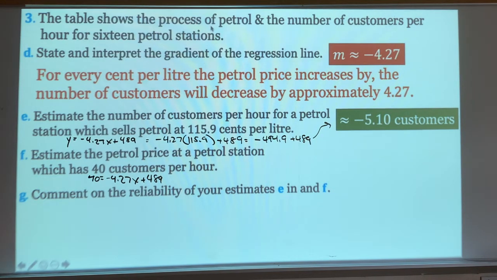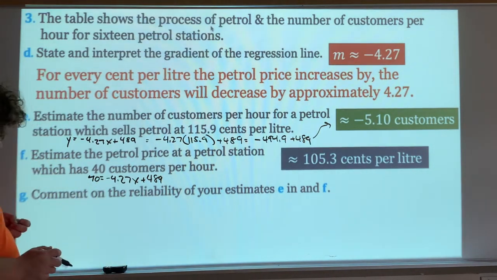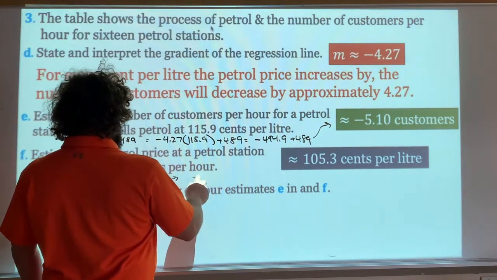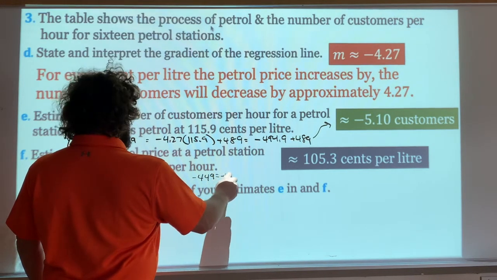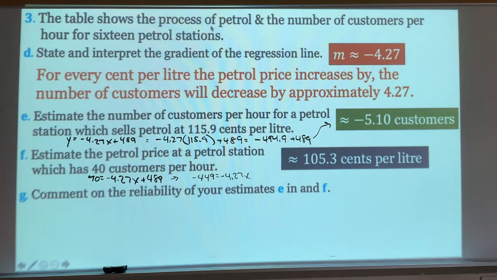All right, the answer you should have gotten here was about 105.3. So what you do here is subtract 489 from both sides, and unfortunately I just don't have enough space. You get negative 449 equals negative 4.27x, and then you divide both sides by negative 4.27, and you get about 105.3 cents per liter. Now your last question says, which one's reasonable?